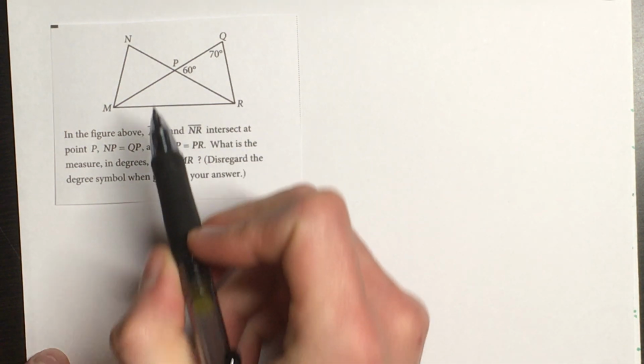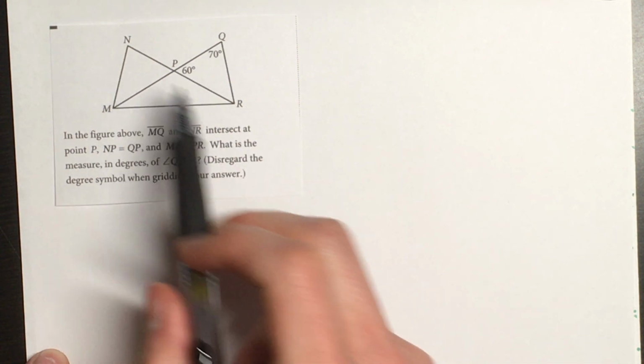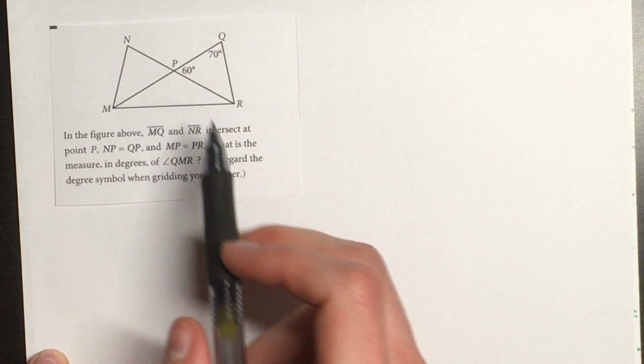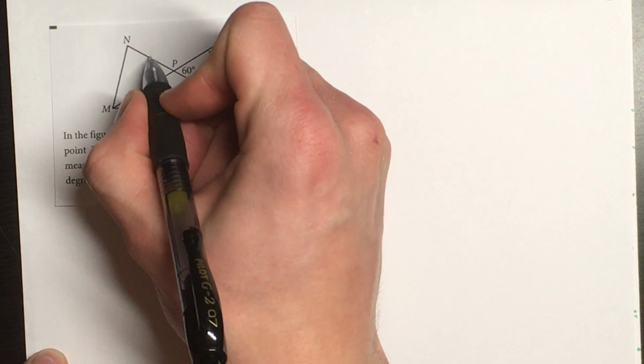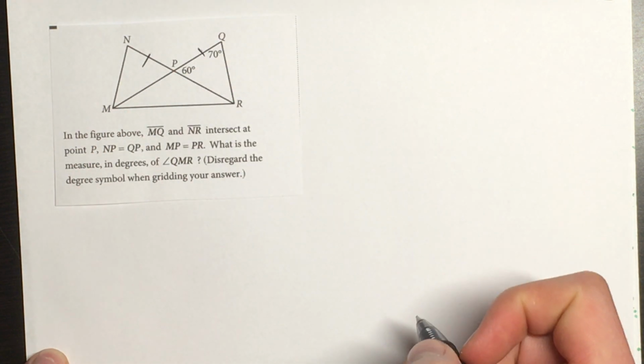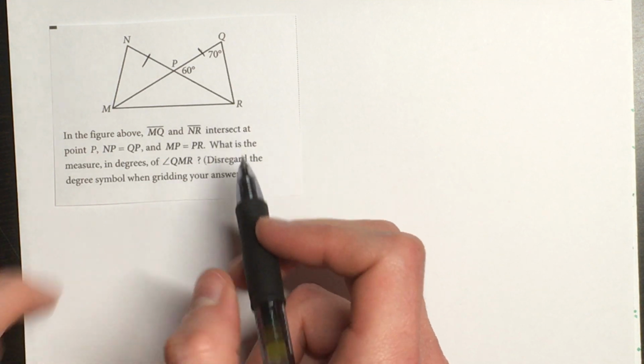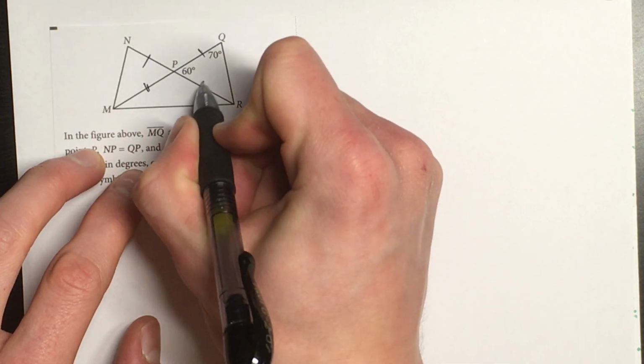Here we're given that MQ and NR intersect at P. Okay, we see that. And NP is equal to QP. It's kind of important, so let's just mark that. We're also told that MP and PR are also equal, so let's write that down like this.